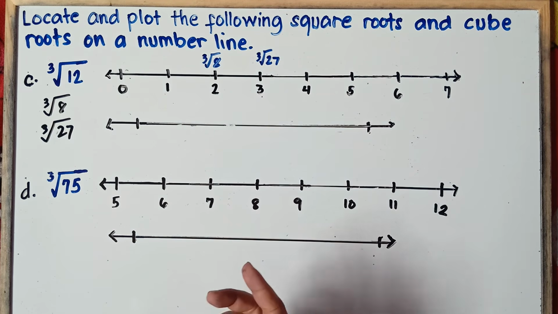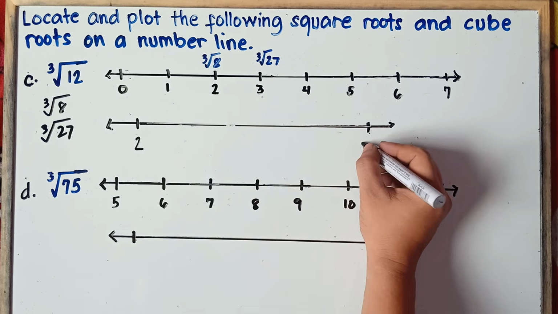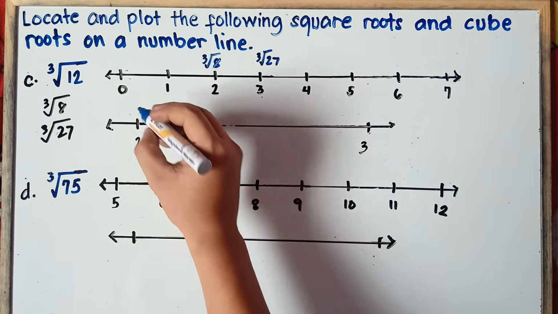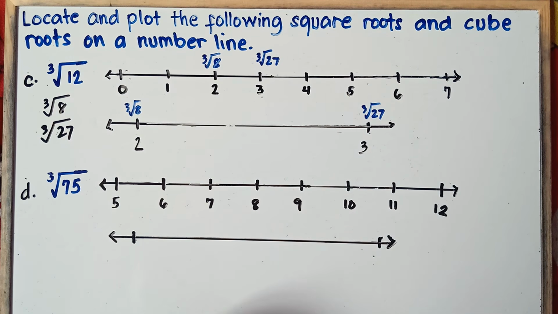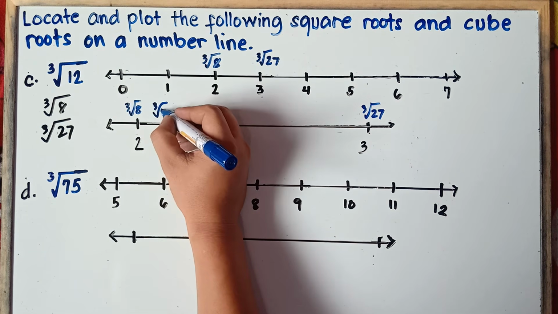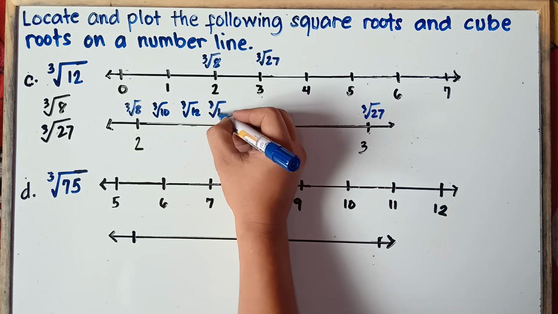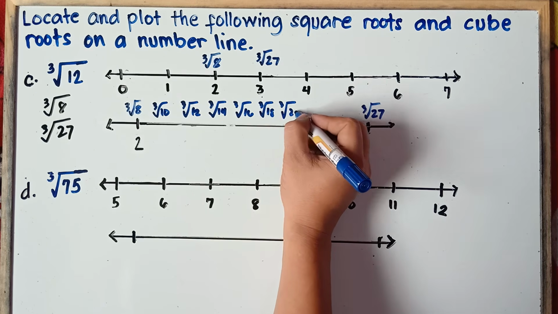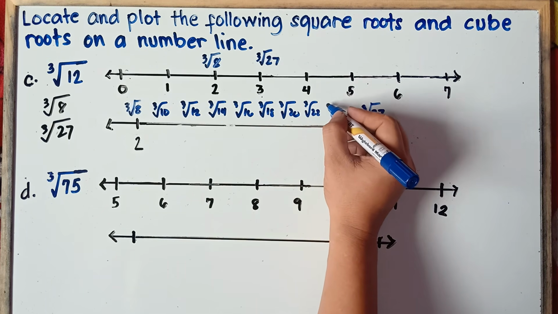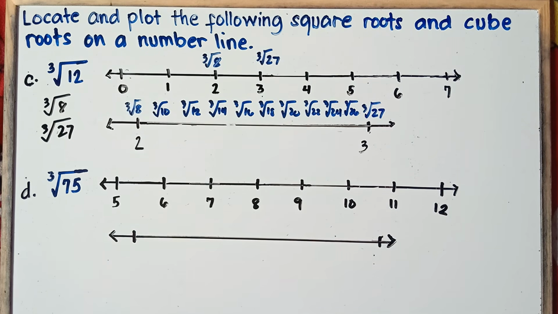So we can estimate, class, that cube root of 12 is near 2. You can actually estimate, but if you're confused, you can do it like this. So this is 2 and then 3, and this is cube root of 8 and this will be cube root of 27. After cube root of 8, we can do skip counting, class. Cube root of 10, cube root of 12, cube root of 14, cube root of 16, 18, 20, 22, 24, 26, and then cube root of 27.